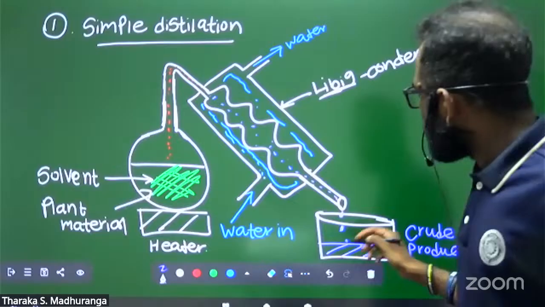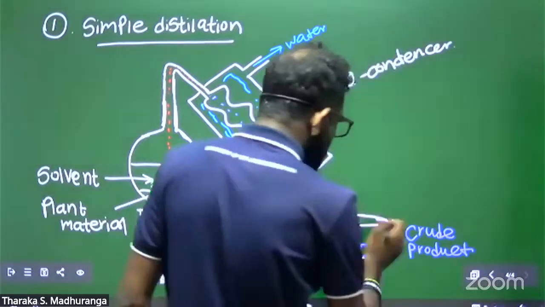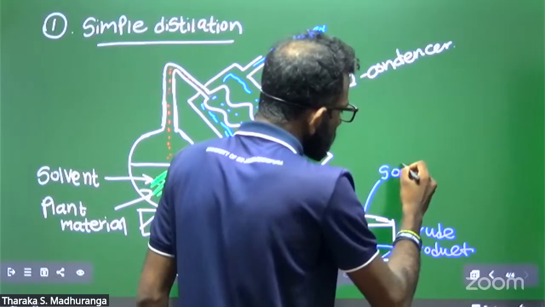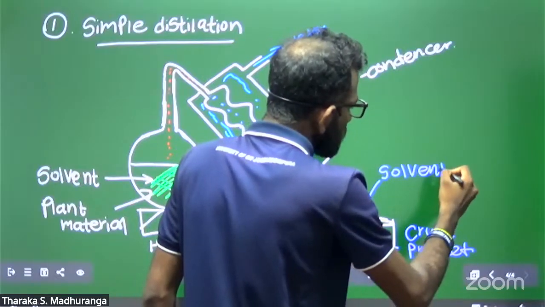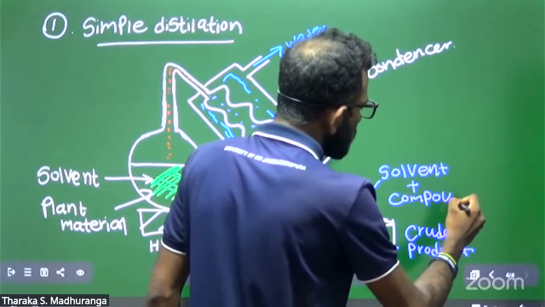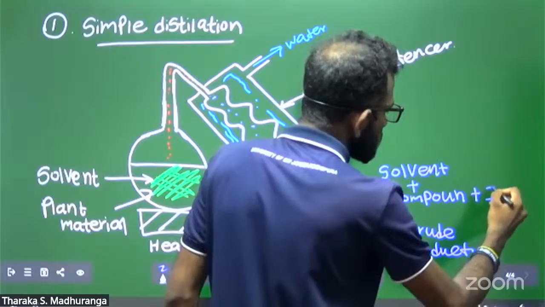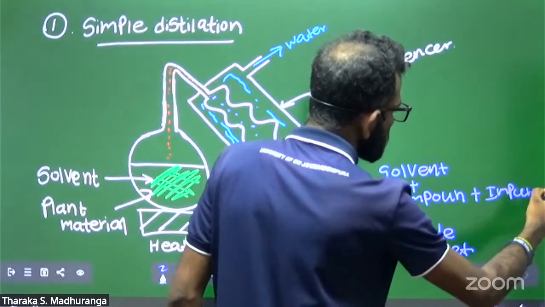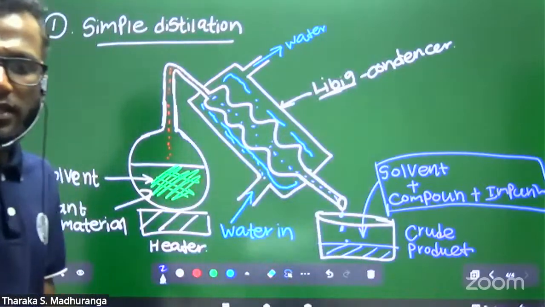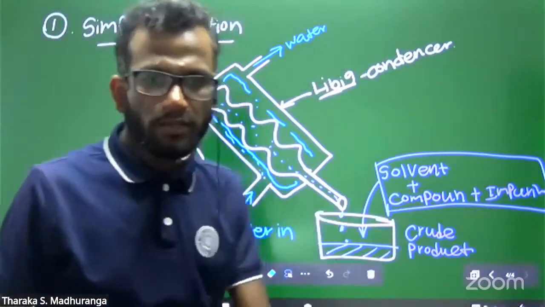What are the compounds in this crude product? It contains solvent plus compound plus impurities. That's why we call it a crude product. It has impurities.